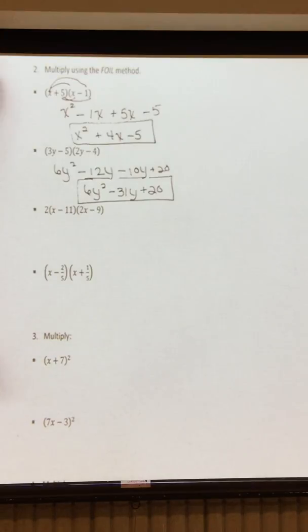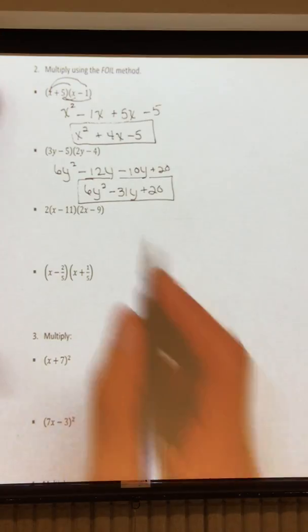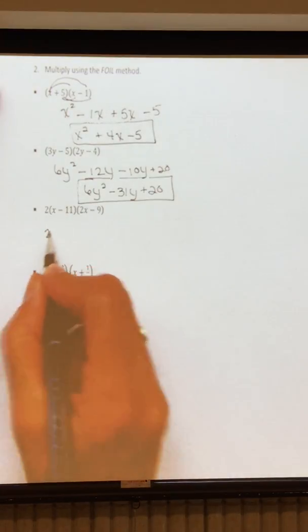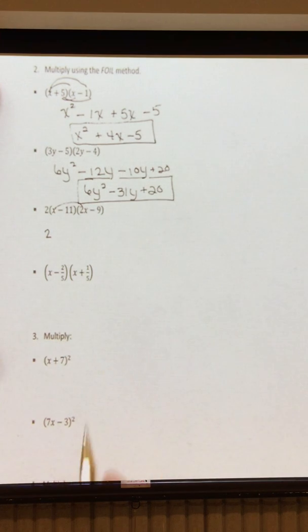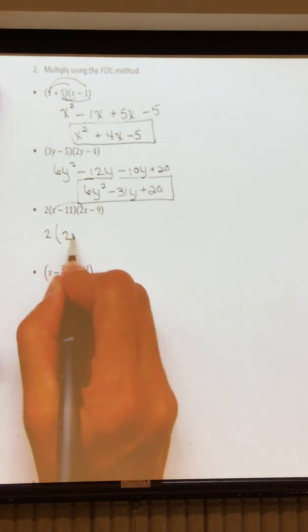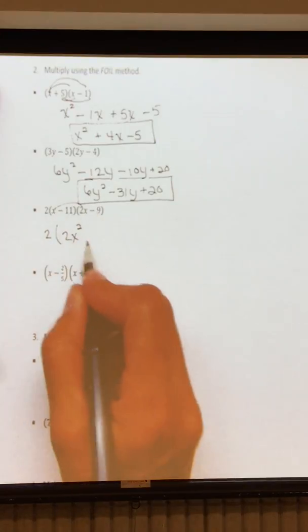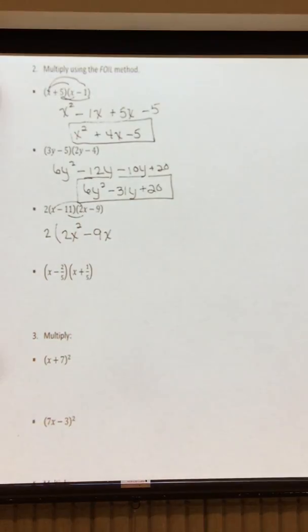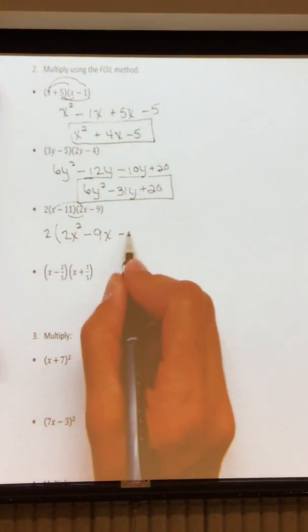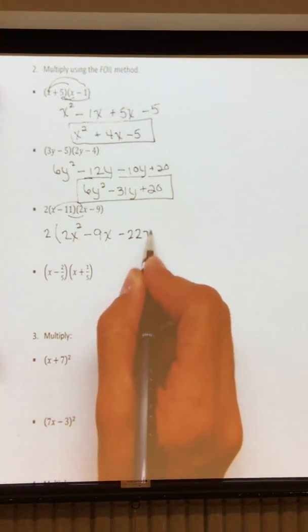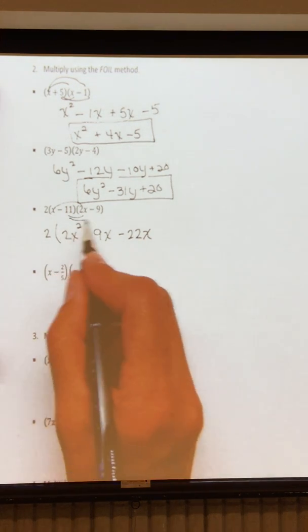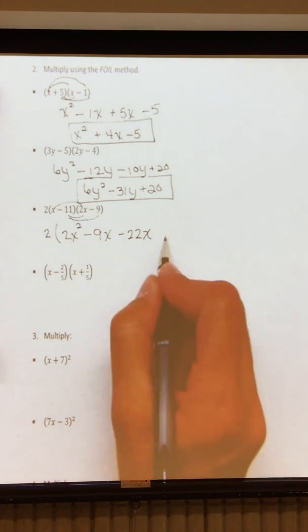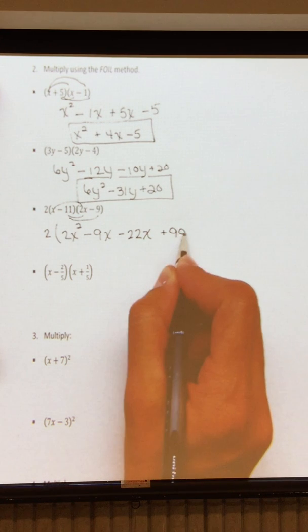Okay, the next one here, you want to FOIL. First, let's just bring this 2 down here, and let's FOIL. The x times 2x is 2x squared. X times negative 9 is negative 9x. Negative 11 times 2 is negative 22x. Negative 11 times negative 9 is positive 99.